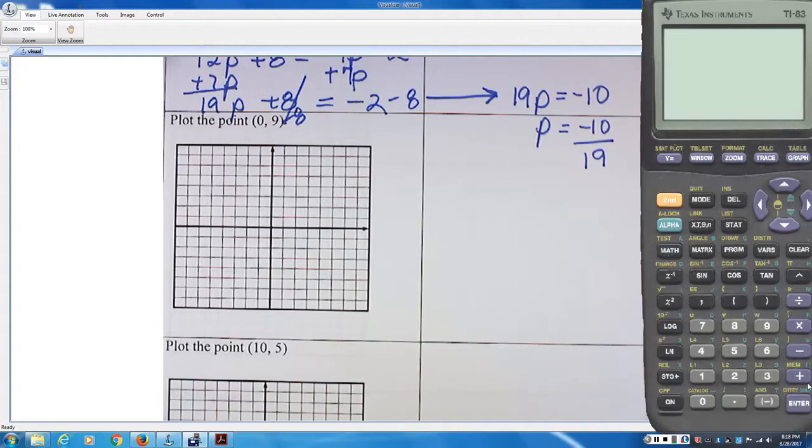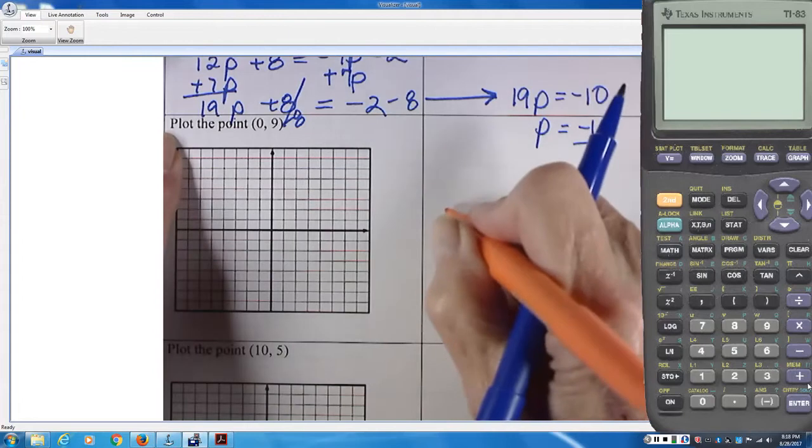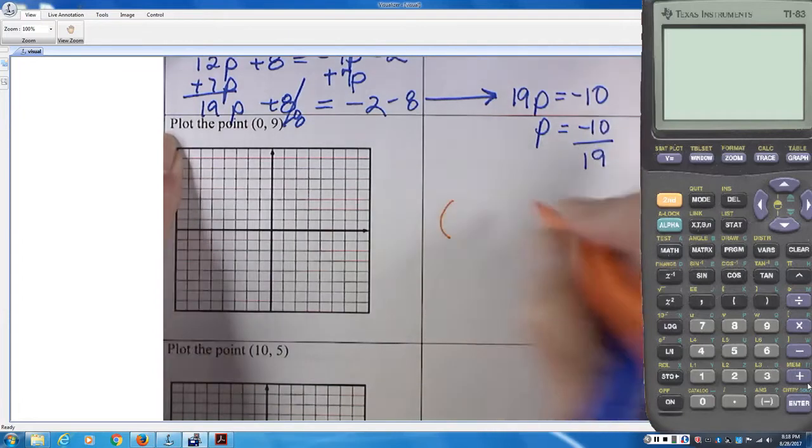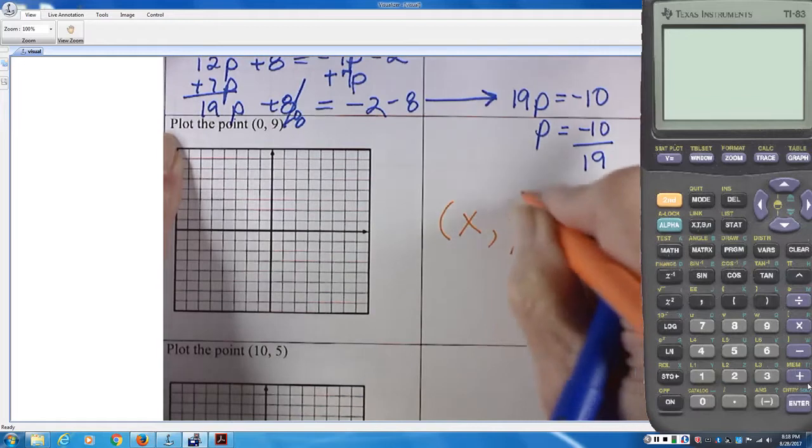Okay. Plot the point 0, 9. I want you to remember that when you have a point, it's always the x direction first and the y direction second.